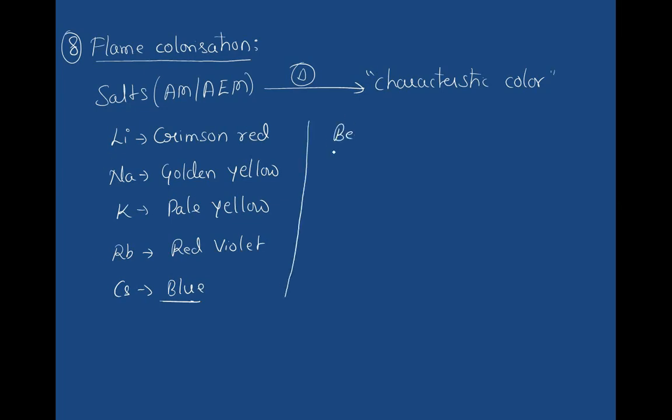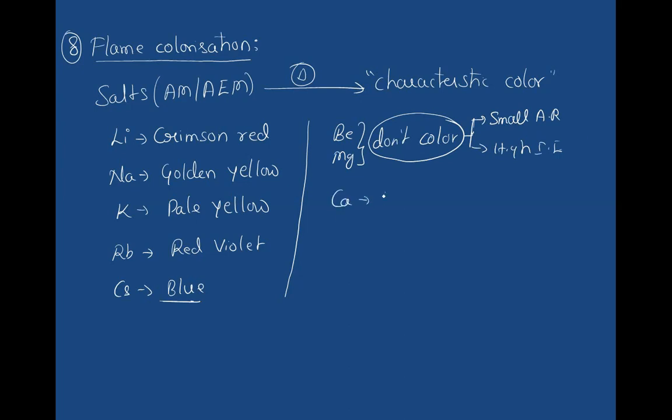In group 2 elements, beryllium and magnesium do not exhibit any color to the flame due to two factors: small atomic radius and high ionization energy. Whereas calcium, brick red; strontium, dark red; and barium, apple green flame.